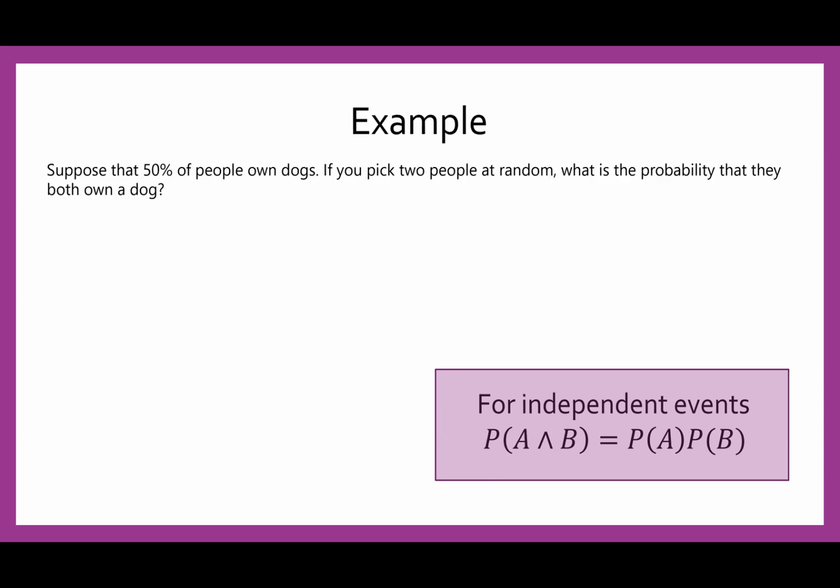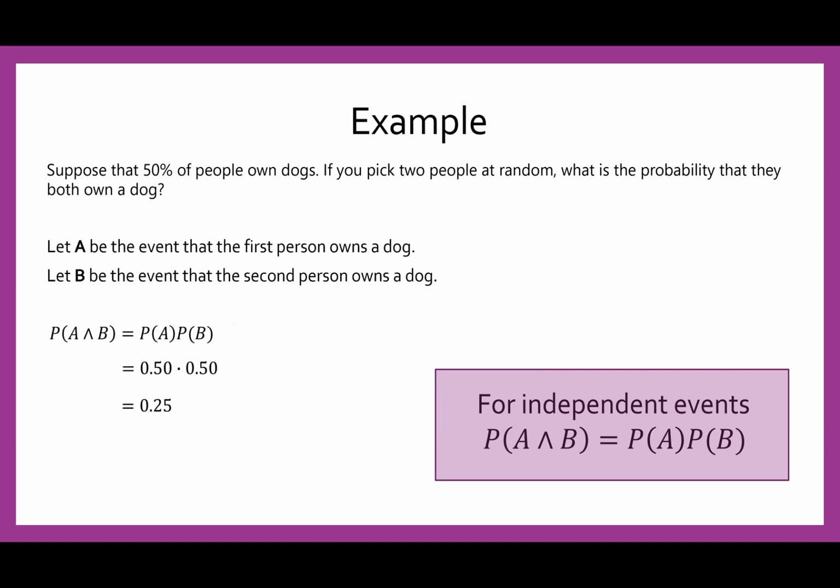So let's look at another example. Suppose that 50% of people own dogs. If we pick two people at random, what is the probability that they both own a dog? We're going to let A be the event that the first person owns a dog, and B be the event that the second person owns a dog. And we're going to assume that one person owning a dog doesn't affect the likelihood of another person owning a dog. So these events are independent.